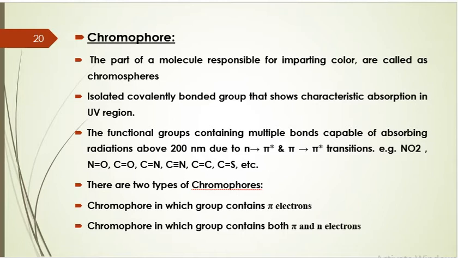Now we are considering chromophore as a broad aspect. If you consider chromophore in a broad sense, we can say that a chromophore is a part of a molecule which is responsible for imparting color. Or we can say that a chromophore is an isolated covalently bonded group in the compound that shows characteristic absorption of radiation in the UV region.